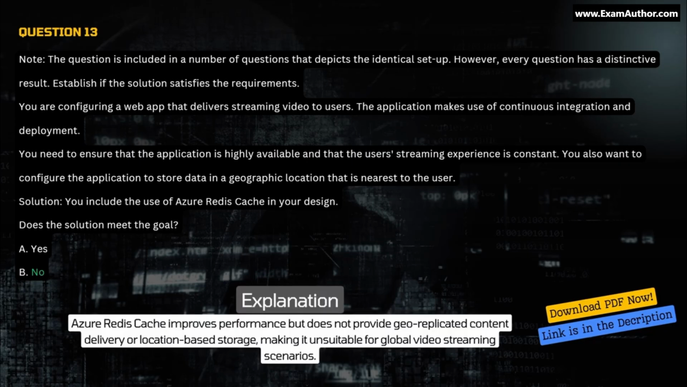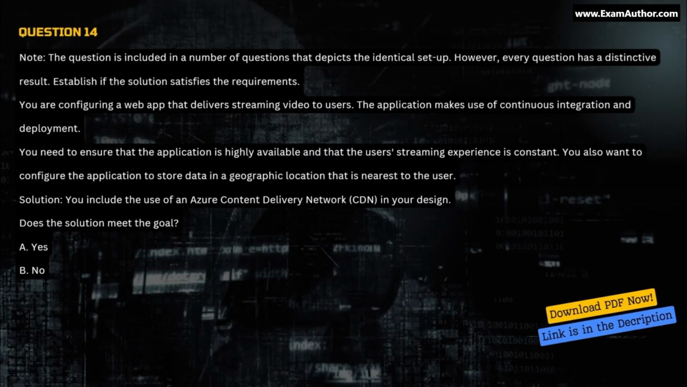Azure Redis Cache improves performance but does not provide geo-replicated content delivery or location-based storage, making it unsuitable for global video streaming scenarios. Question 14.